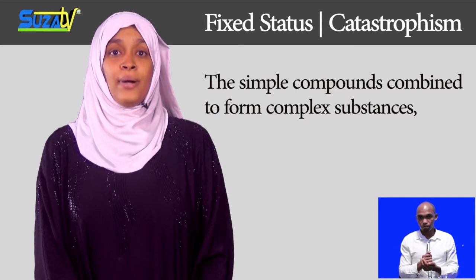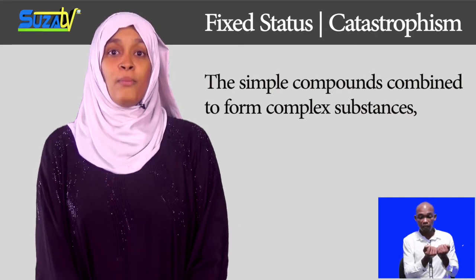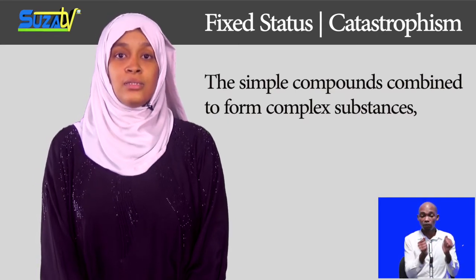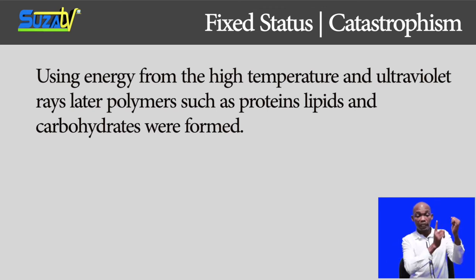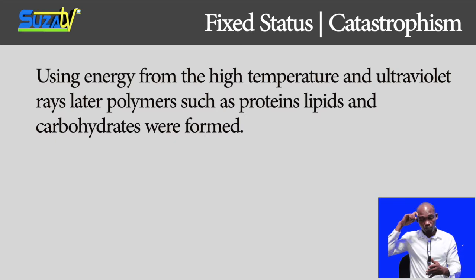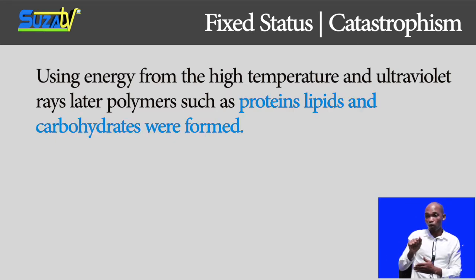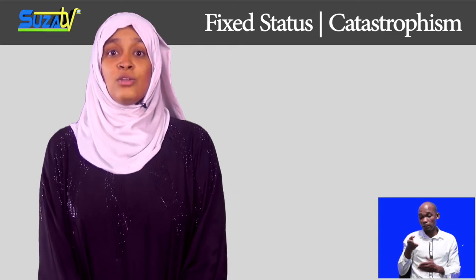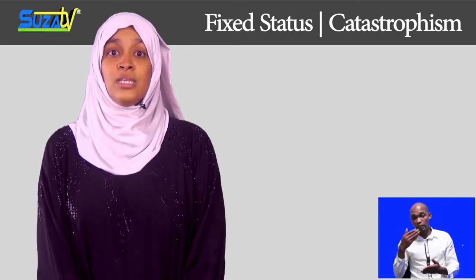The simple compounds combined to form complex substances, using energy from the high temperature and ultraviolet rays. Later, polymers such as proteins, lipids, and carbohydrates were formed. The first single-celled organisms arose from these polymers.